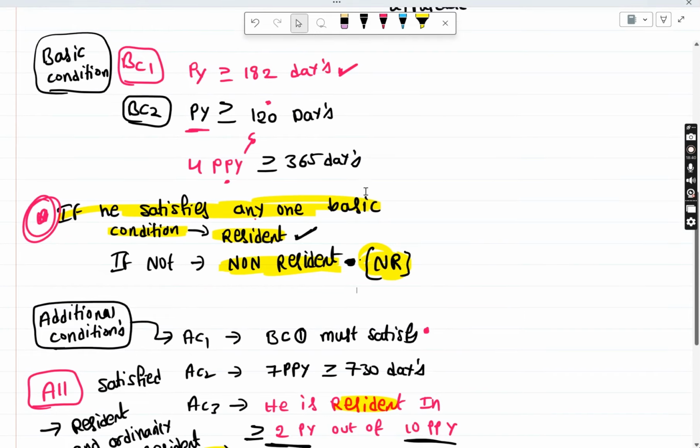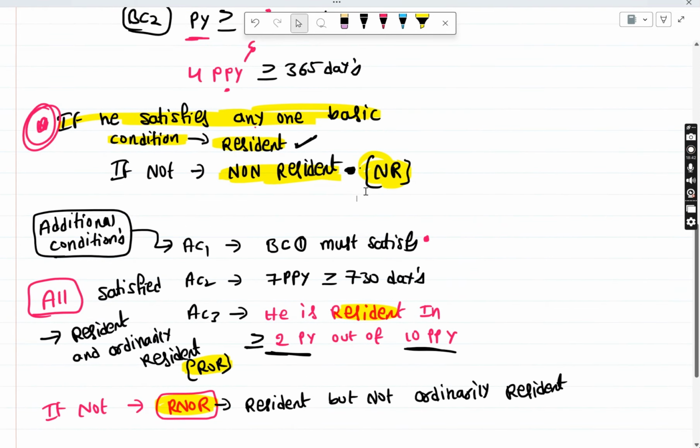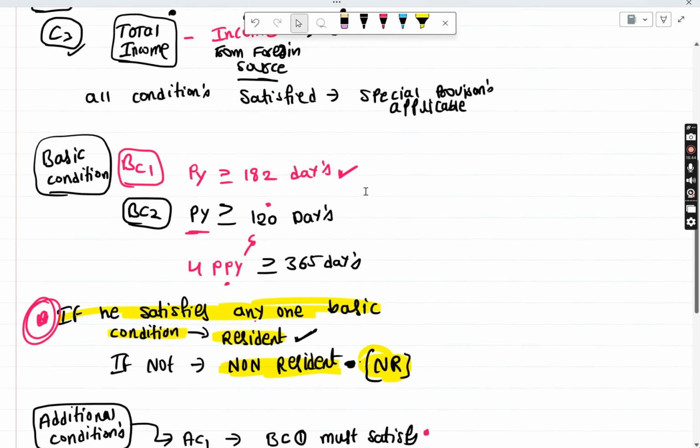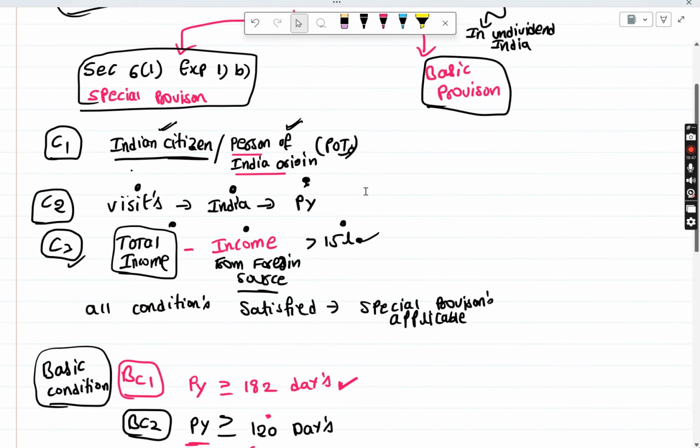Is everybody clear on these basic conditions and additional conditions? Yes, sir. Okay, so now whatever we discussed is special provisions.